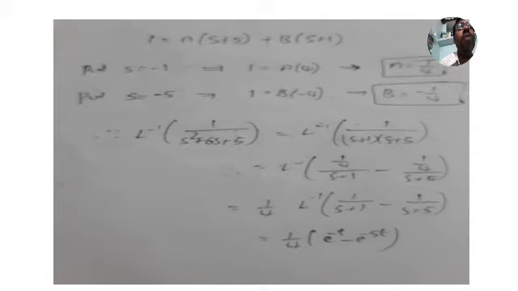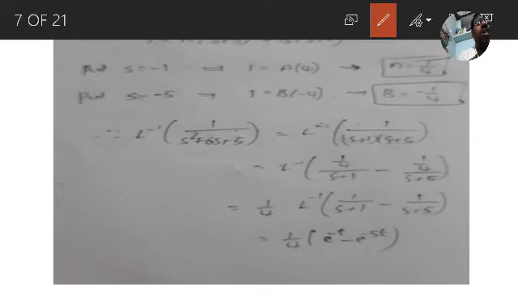To find the A value, B must be 0. To make B 0, put s is equal to minus 1. You get 1 is equal to A into 4, and A is equal to 1 by 4. And to make the A value 0, put s is equal to minus 5. You get 1 is equal to B into minus 4, that is B is equal to minus 1 by 4. Now substitute the A value and B value.